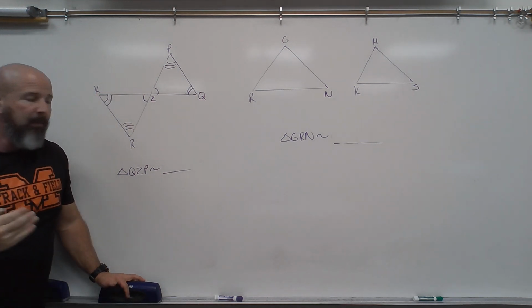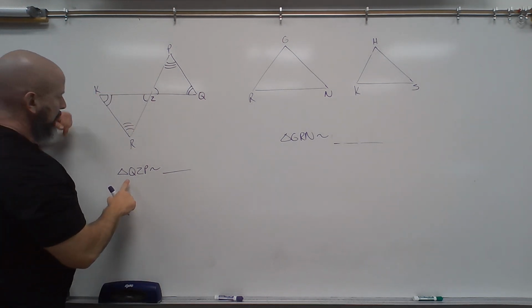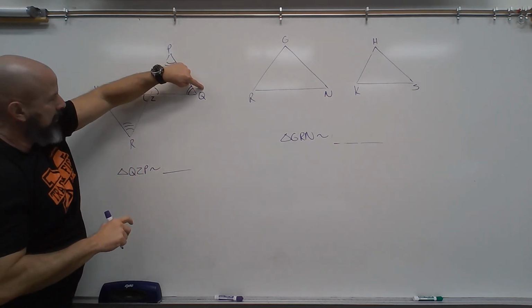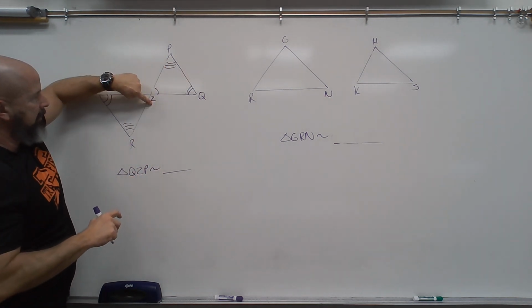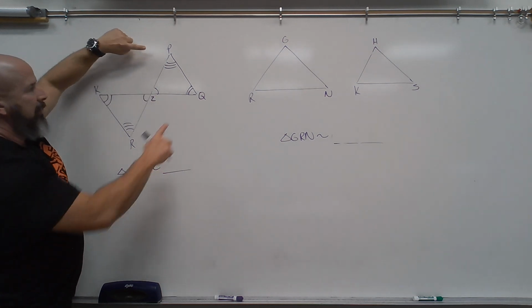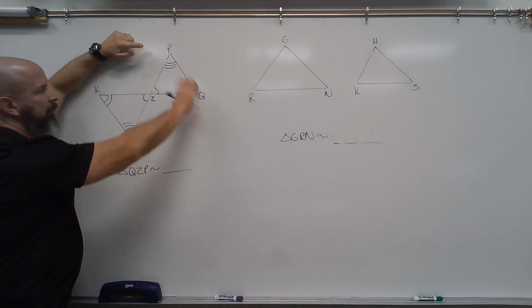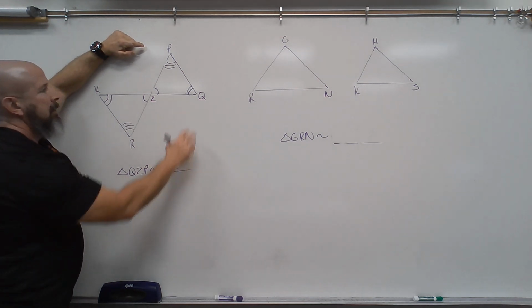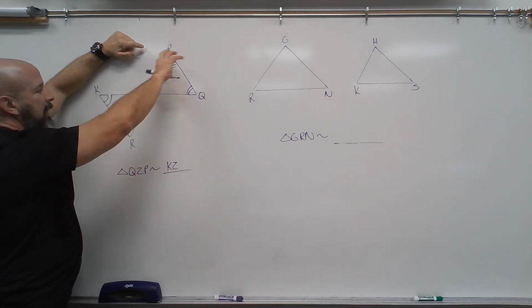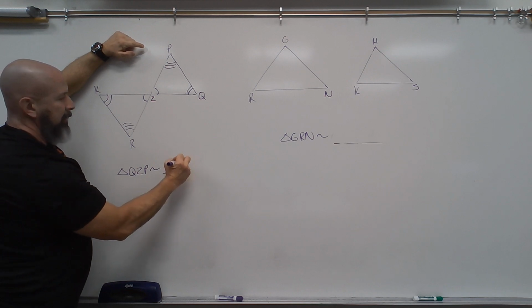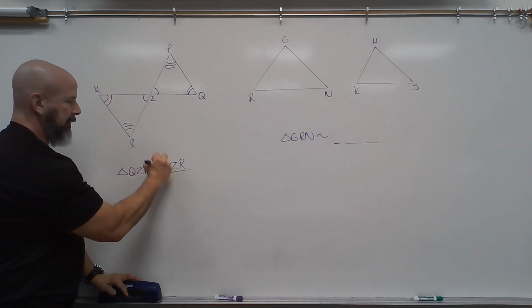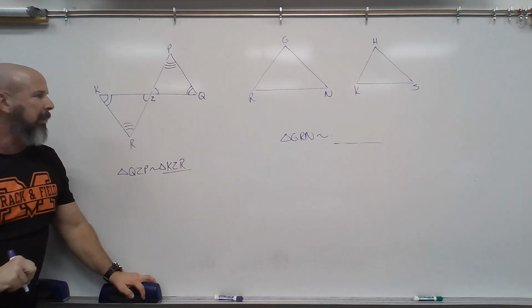Now we got to get our statement written in the right order. This one went QZP. So I need to get the one matching up to Q first. So if it's rotating around, that would be K, Z, and then P is relating to R. That would be the order. And I need my little triangle symbol there to indicate I'm talking about a triangle.